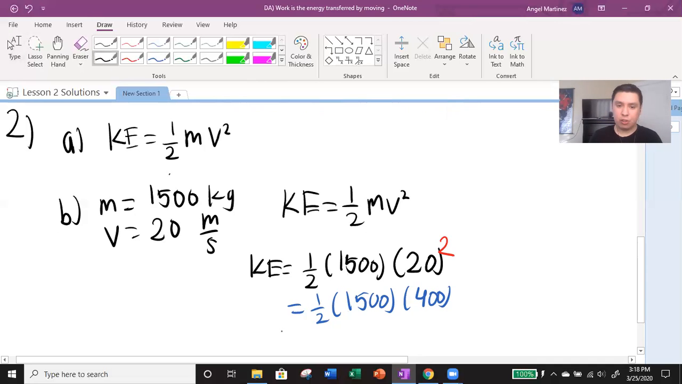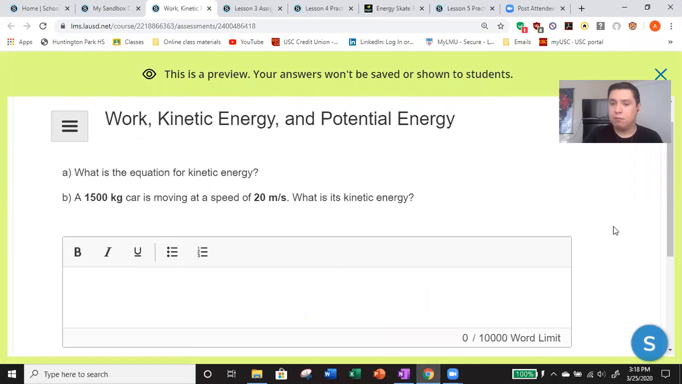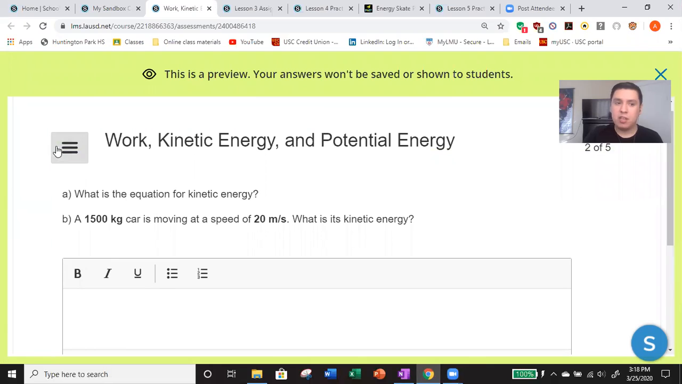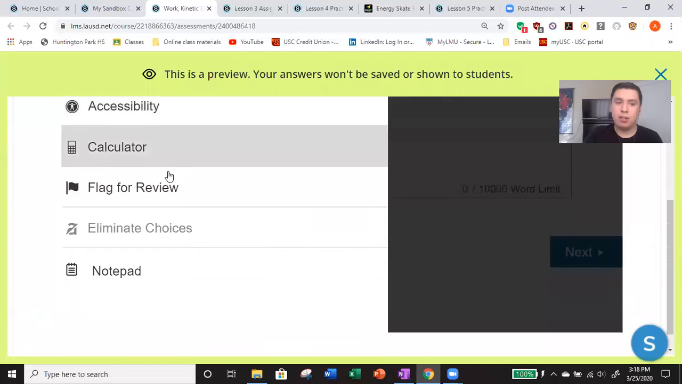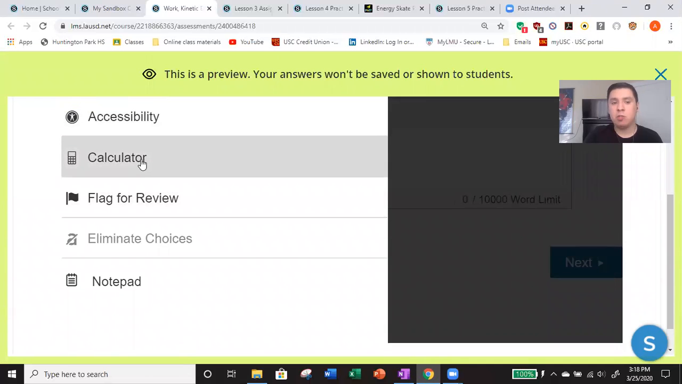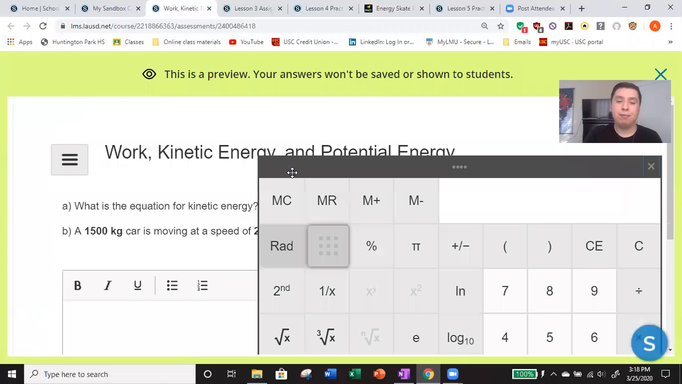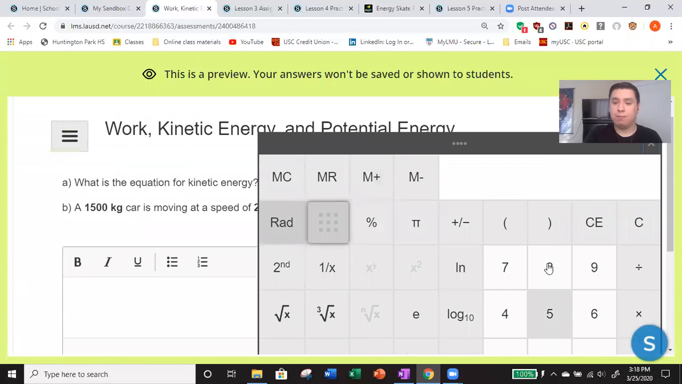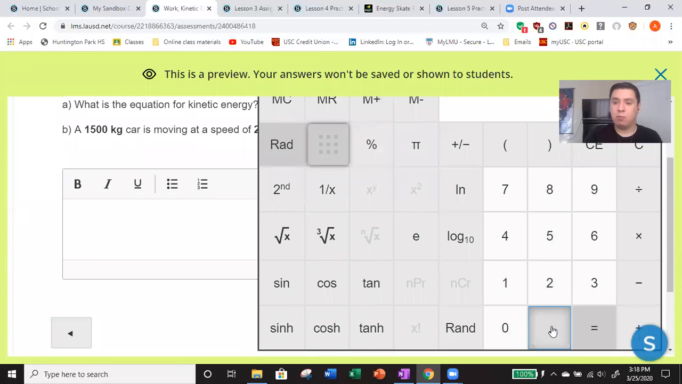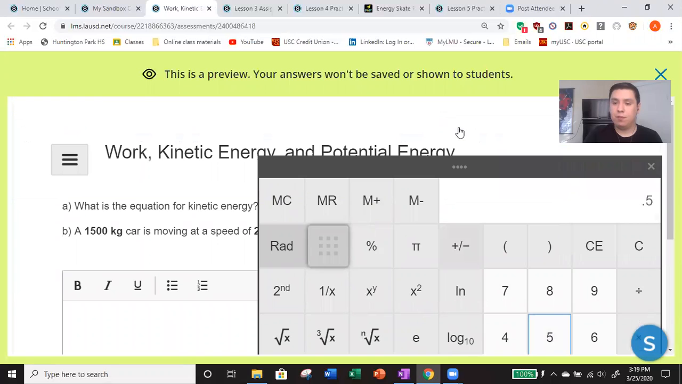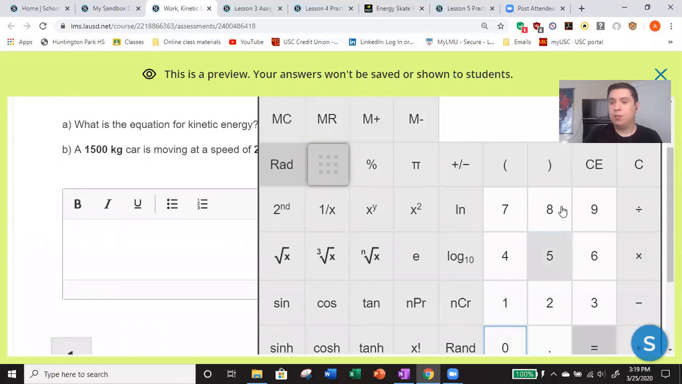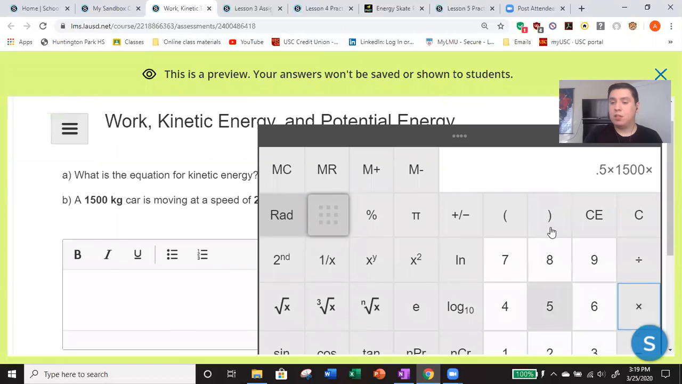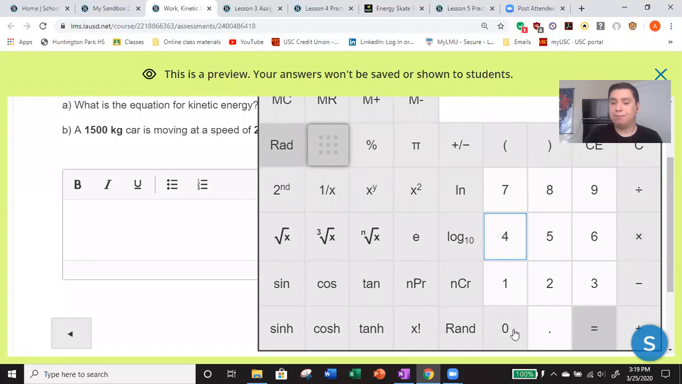And here's a neat little thing about the assessments I've been having you do. For each of them, you should be able to see a calculator. If it's not on the side already, you need to click on this, and you'll see right here a calculator option. This also works when you do this on a mobile browser on a phone. So you can actually do it here. We had 1/2, so 0.5, times 1500 times 400.